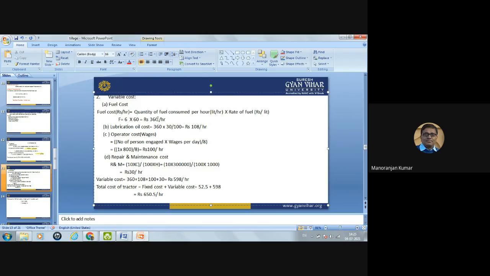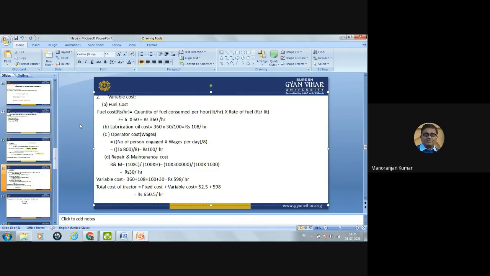360 rupees. Similarly, after calculating the fuel cost, you have to calculate the lubrication oil cost, because lubrication oil is necessary for smooth operation of the tractor for its whole life. In the last slide we have seen the lubrication oil cost is taken as 30% of the fuel cost. Fuel cost is 360 rupees, so 30% of 360 gives 108 rupees. So in 1 hour, lubrication oil cost is 108 rupees.